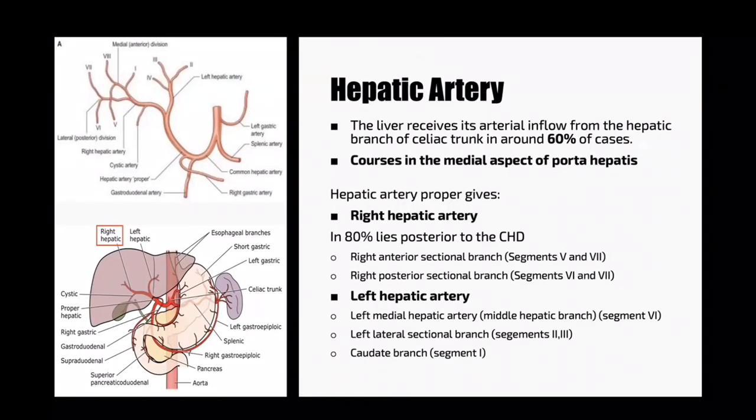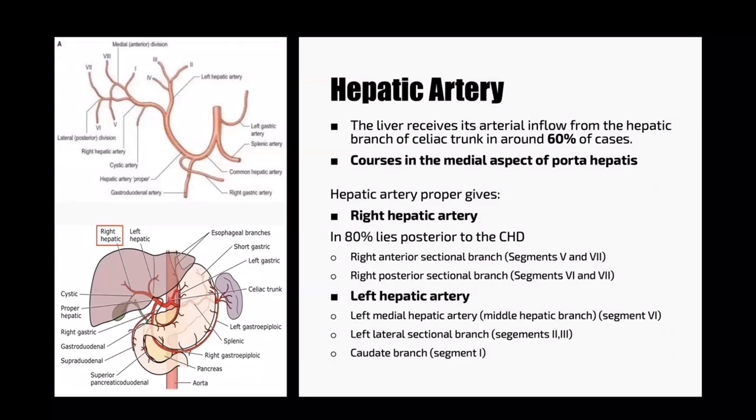The hepatic artery proper is considered a continuation of the common hepatic artery, which is a branch from the celiac trunk. This arterial system is the main arterial blood supply in 60% of cases. The hepatic artery proper is found in the medial aspect of porta hepatis and divides into the right and the left hepatic arteries.